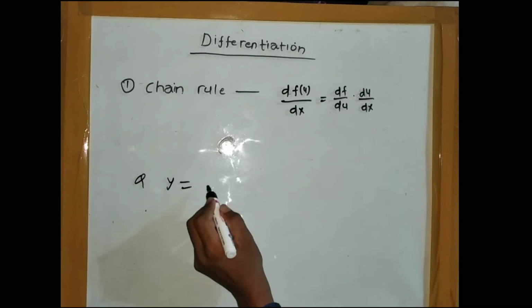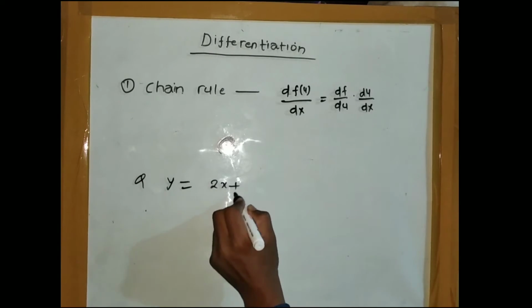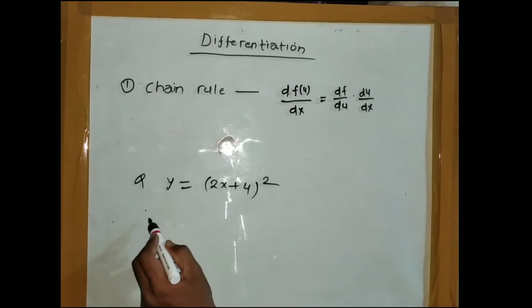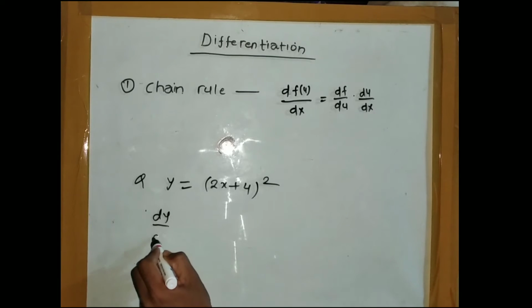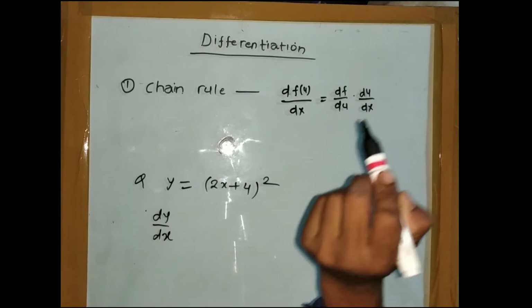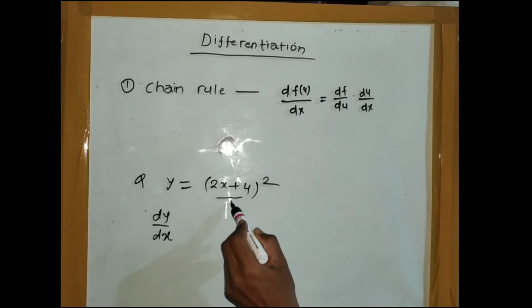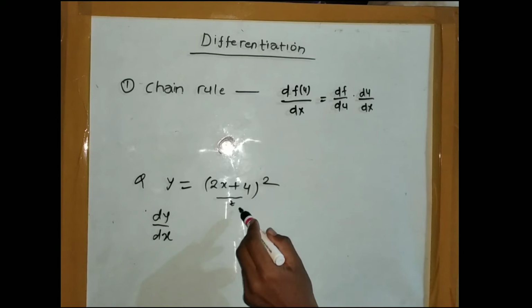The function is given as y equal to 2x plus 4 whole square, and we have to find dy by dx. Suppose 2x plus 4 is t, then the derivative of t square is what?